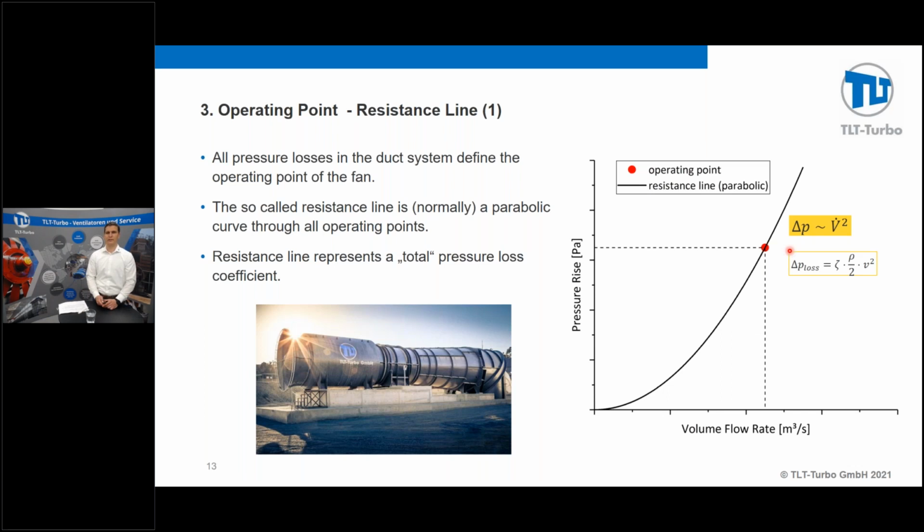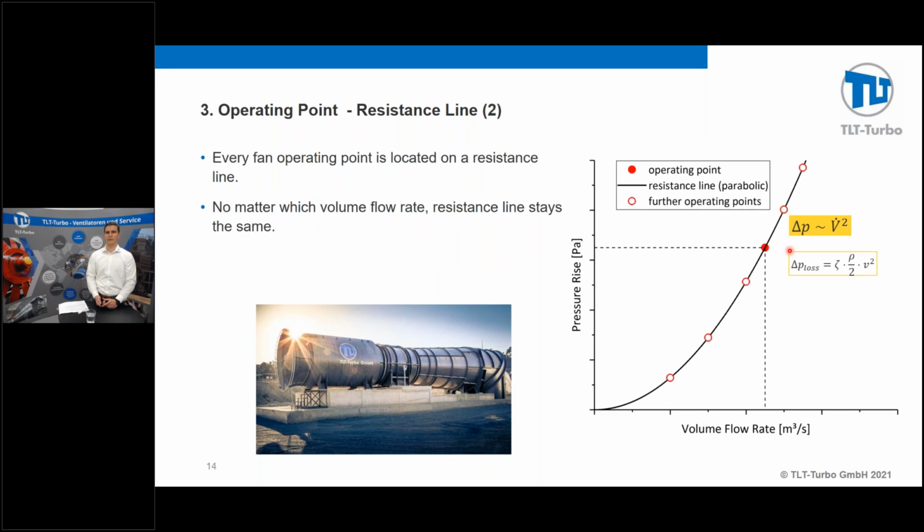Okay, I said that this resistance line does not change when the duct system does not change. That also means that every operating point is on this curve. So if the fan is asked to provide less volume flow rate, the result would of course be less pressure rise, or vice versa. It's just following this correlation I just talked about.